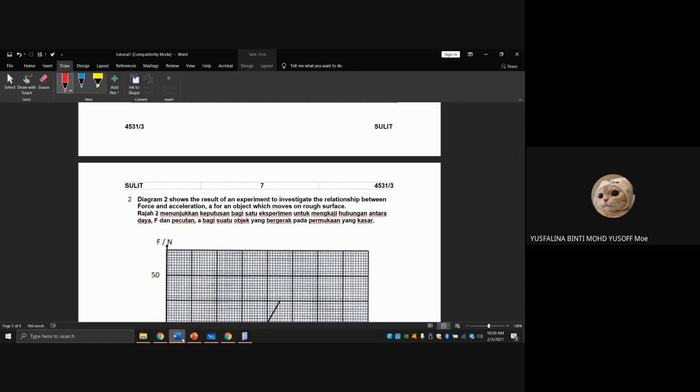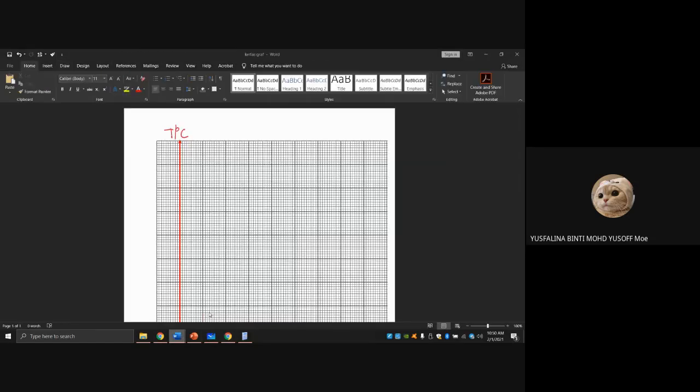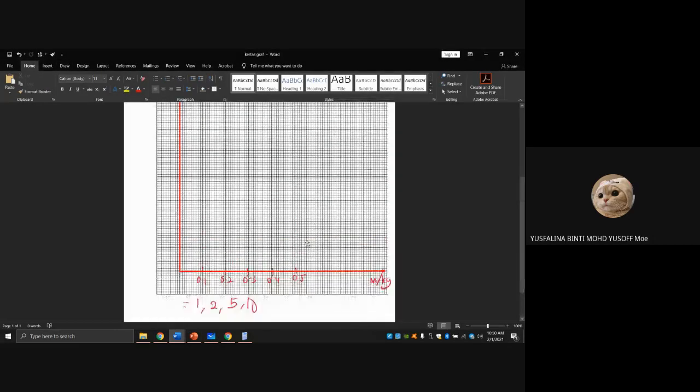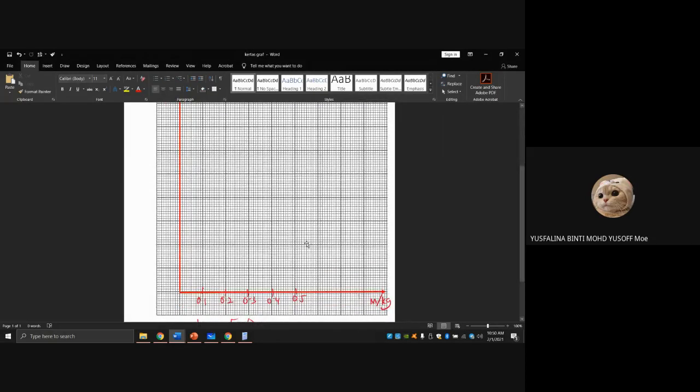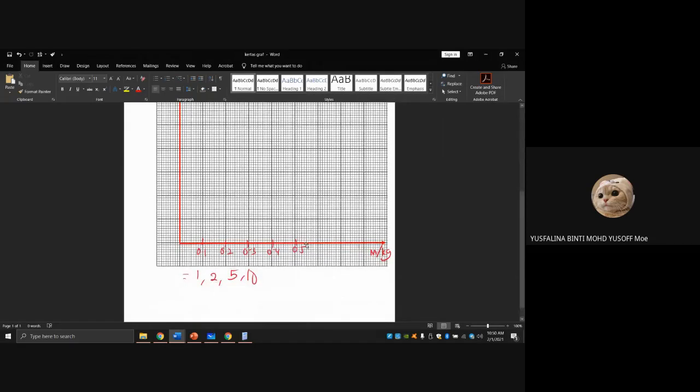Alright, very good. Okay, now we go to the next part. For the y-axis, I ask you to choose the scale. What scale should you use? 1, 2, 5, 10, 0.2, 0.1, or 0.5? Any answer? 2. So that means 2, 4, 6. Is it enough?